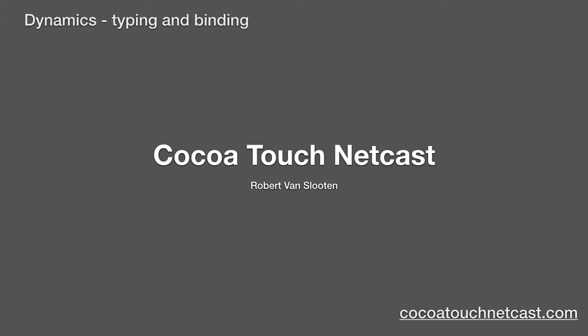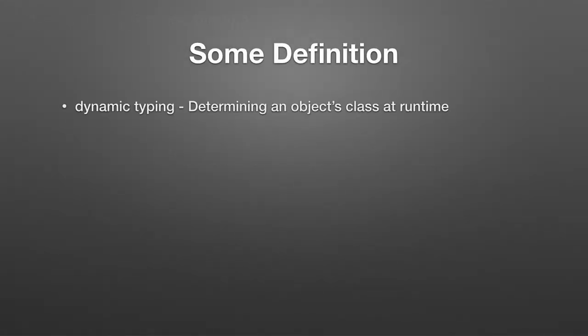This episode, we're going to talk about some particular aspects of Objective-C, and we're going to start with some definitions. Dynamic typing: determining an object's class at runtime. Now notice I said object, not variable type, because there is a C subset of Objective-C, which is obviously statically typed in that types are known at compile time.